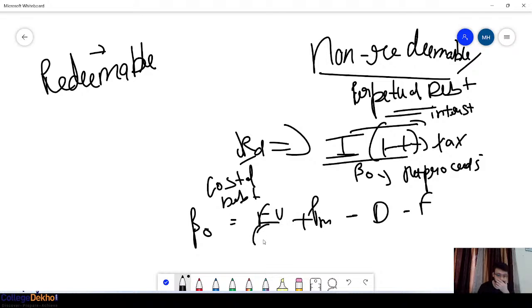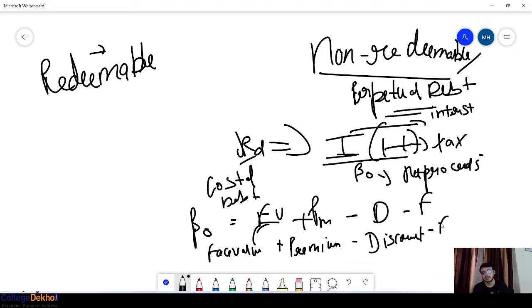मैं लिख देता हूँ. BO is your net proceeds. यहाँ से देख लेना. BO is nothing but your face value plus PM, which stands for your premium, minus D, which stands for your discount, minus F, which stands for your flotation costs.